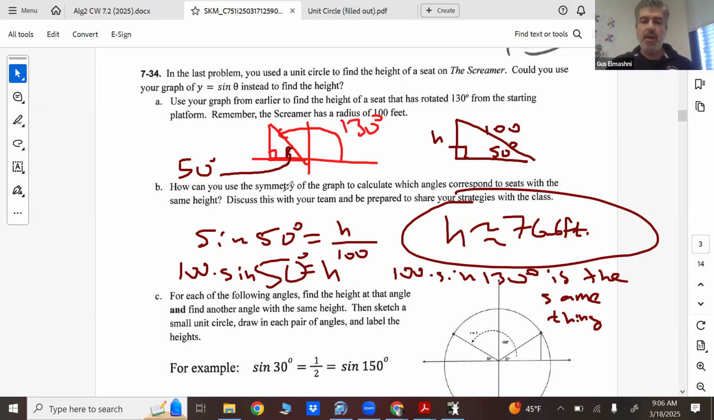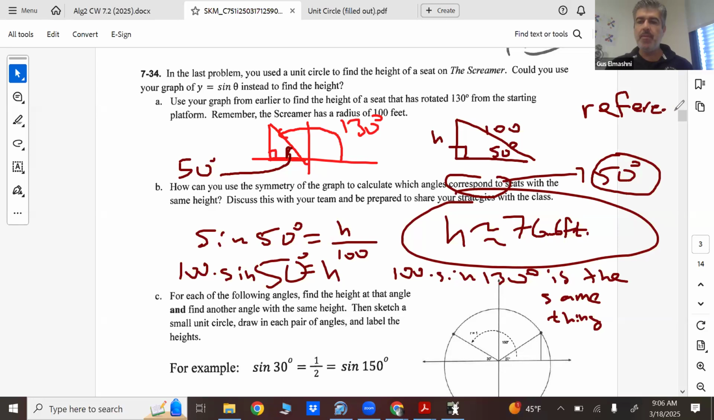So when I ask you to calculate angles that correspond to seats of the same height, that's going to be 50 degrees. And we call this the reference angle. We'll talk about that later in the week. Because a reference angle is always going to be acute. You guys remember what acute means? Yeah, between 0 and 90. So it refers to 50 degrees because it's going to be very similar. 130 and 50 are going to be the same thing.